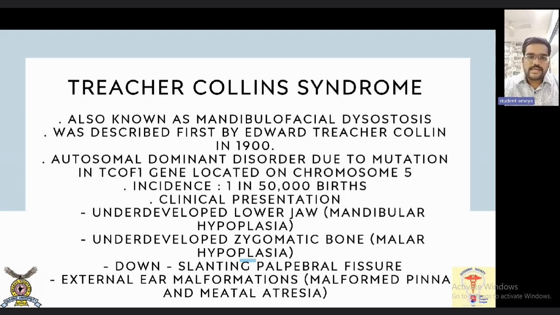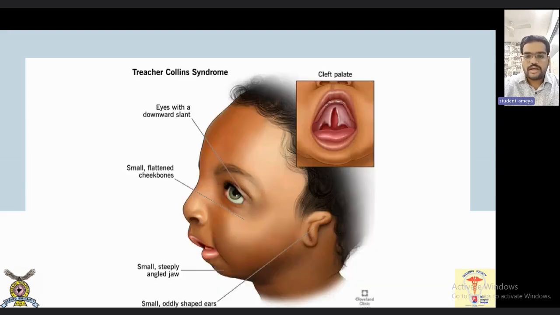The way this syndrome presents is underdeveloped lower jaw, also called mandibular hypoplasia, underdeveloped zygomatic bone, also called malar hypoplasia, downslanting palpebral fissure, and the external ear malformations, which are malformed pinna and meatal atresia. This is the image taken from Cleveland Clinic website, in which we can see that the eyes have a downward slant. There are small flattened cheekbones, small oddly shaped ears with an inherent cleft palate, which is present in Treacher-Collins syndrome.